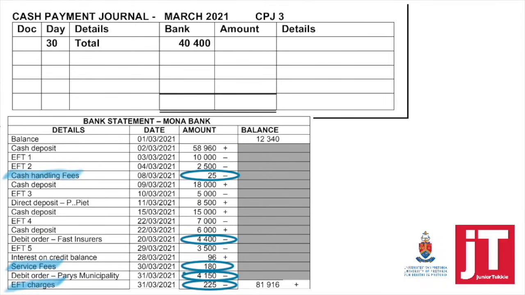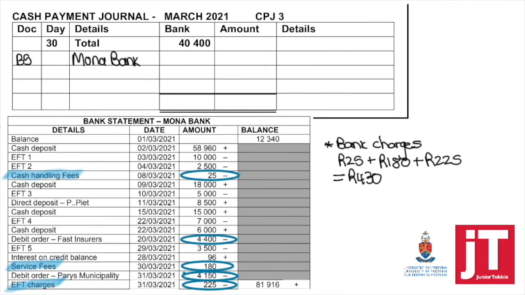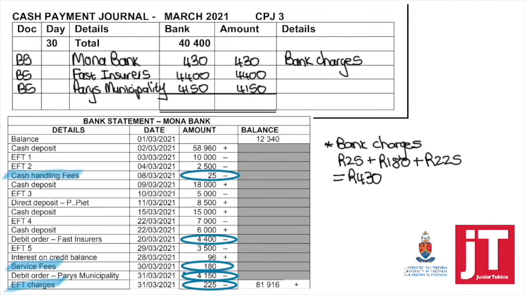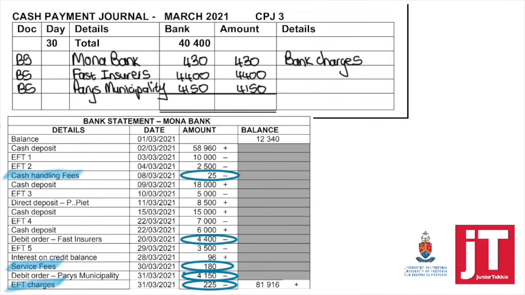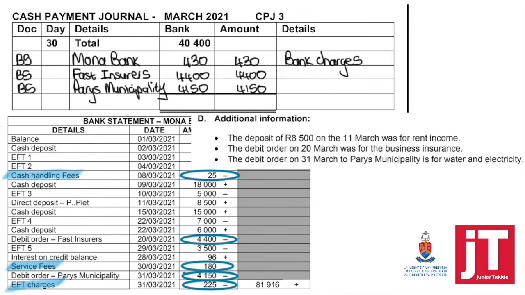Looking at our CPJ, we're going to start with the bank charges. The money is deducted from our bank account. Mono Bank is our details. The total bank charges is 430. Then we have a debit order, 4,400 from Fast Insurers, and we've got another debit order, Paris Municipality, 4,150. So now we need to look at the additional information to know exactly for what those payments were.